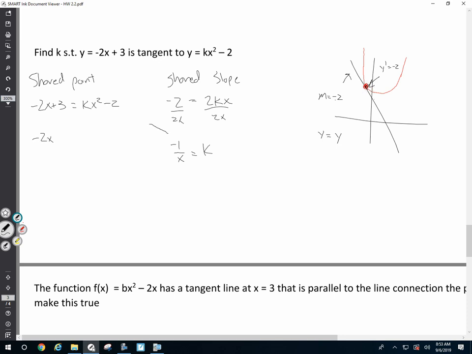Let me just show that carefully. So I get -2x plus 3 equals negative 1 over x, x squared minus 2. This simplifies to be negative x. The x squared divided by the x cancels one of the x's. This is an equation I can solve. So, I don't know, add 2x, add 2, I get 5 is equal to x. Okay, that's what x is. What's k? K equals negative 1/5.